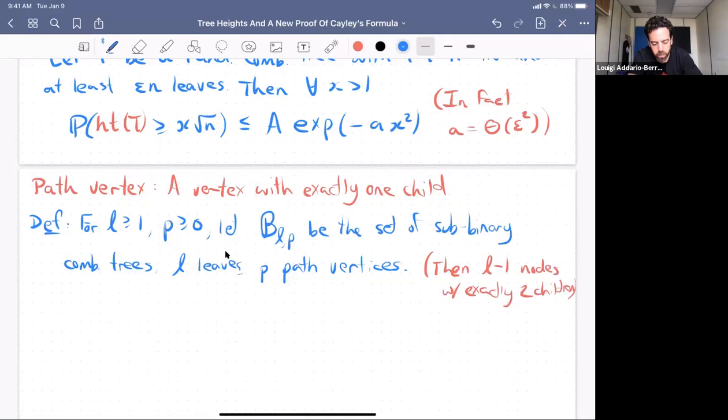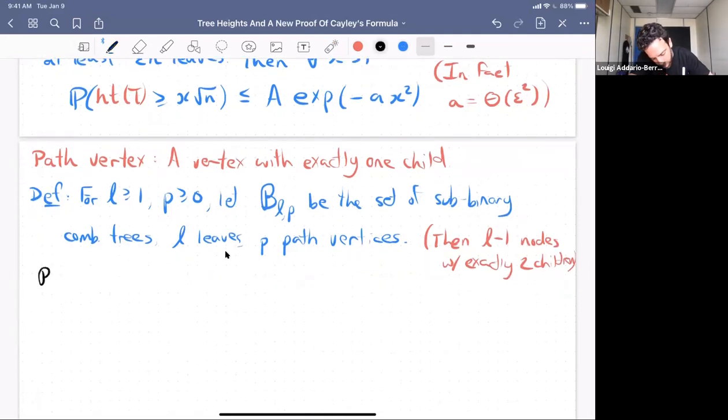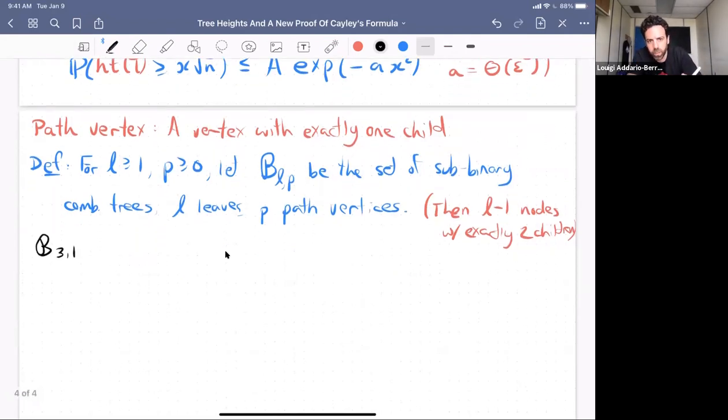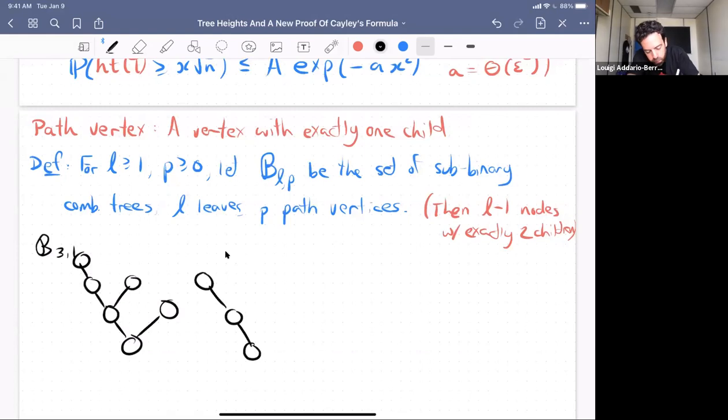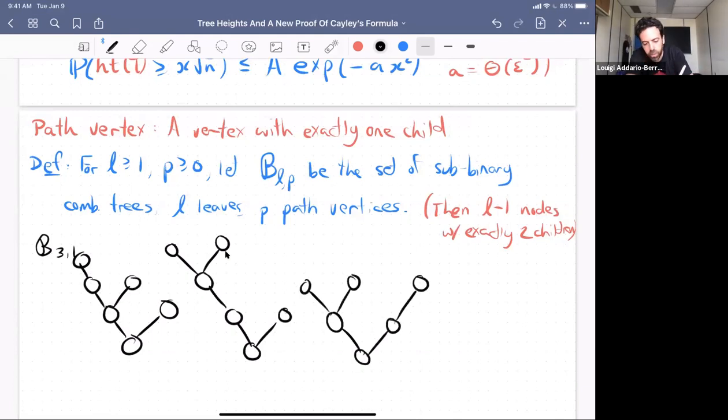Just to make sure the definition is perfectly clear, I'll give you an example. The class B_31 means there are 3 leaves and 1 path vertex. So there are 3 possible topologies. There's this topology, and this topology, and this topology. You can see in each case there are 3 leaves, 1 path vertex, and therefore 2 vertices of degree 2. For each of these, there are 6 factorial possible labelings. So the size of this set is 720 times 3.